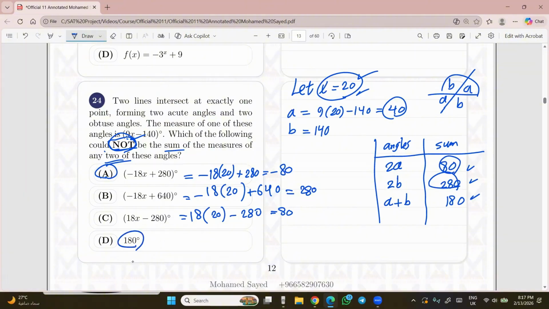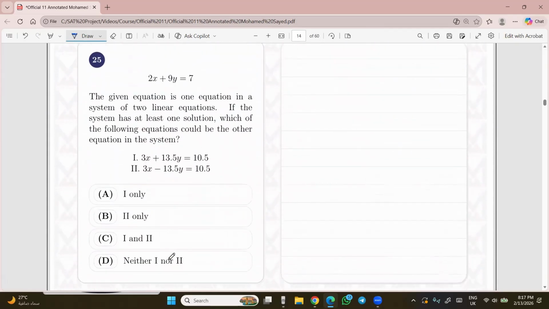The last one is 180. It's already listed. So all of them are listed, 80, 280, and 180, except this one. Negative 80 is not one of the listed numbers, which means A is the incorrect one, which we must choose. Question 25. 2x plus 9y is equal to 7.